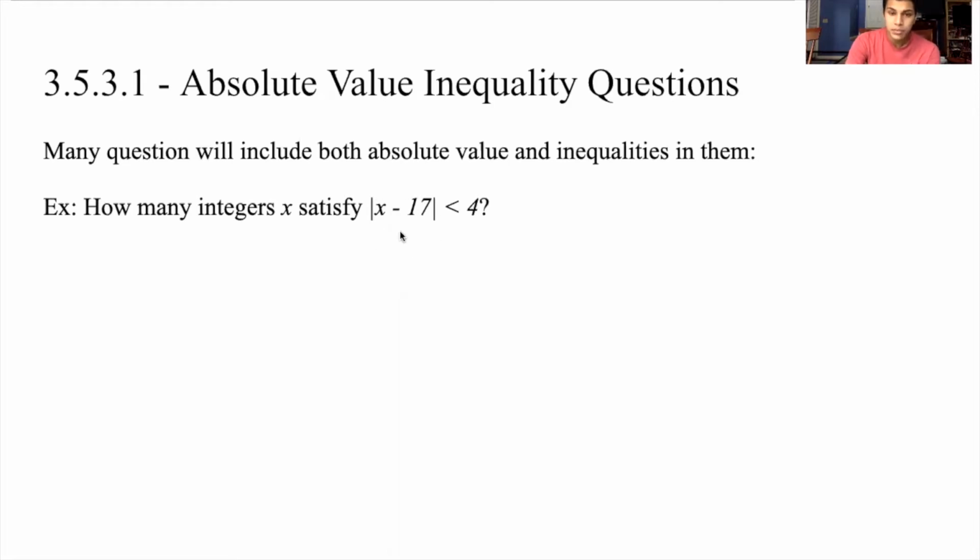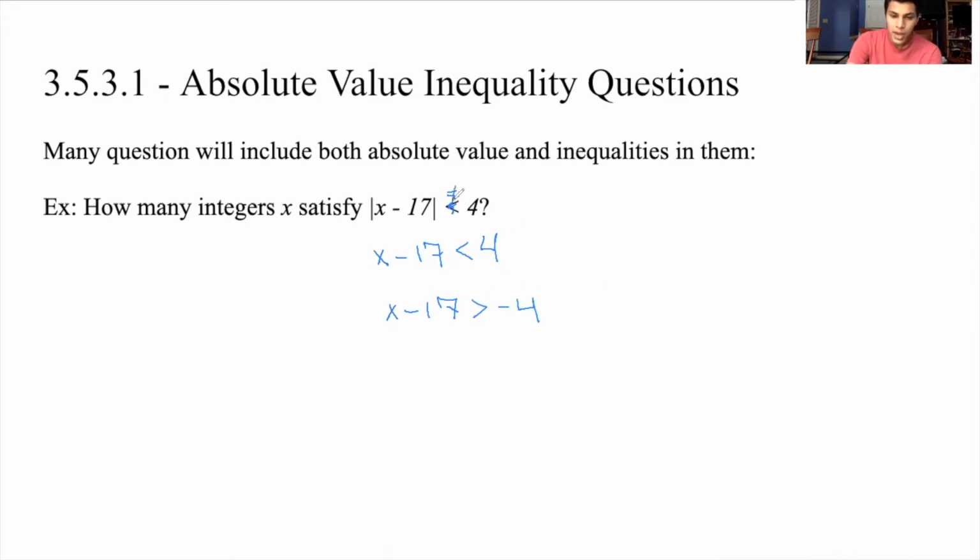Your first step, like any absolute value question, is to break it up into two equations or inequalities. So I can break this up into x minus 17 is less than 4, and then x minus 17 is greater than negative 4. I know that with equations, if this were an equal symbol, you'd have x minus 17 equals 4 and x minus 17 equals negative 4.